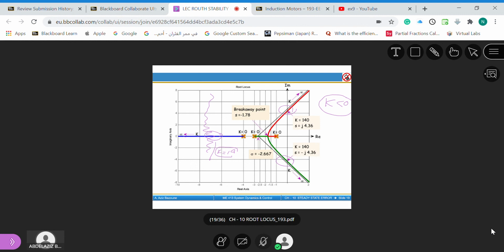No, because you are restricted by this K. K here should not be more than 140. This is one branch. The red one is one branch. The green one is one branch. And the blue one is one branch. We have 3 branches of the root locus. This goes from 0 to infinity. This goes from 0 to infinity. And this goes from 0 to infinity.